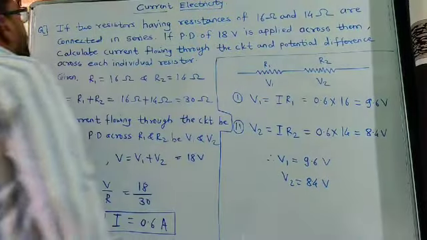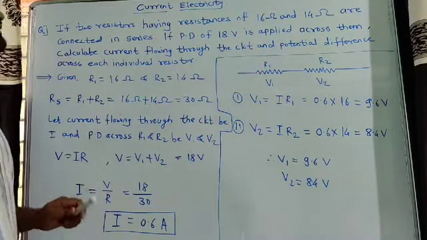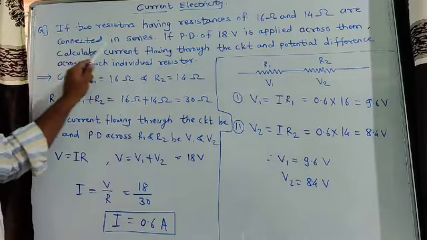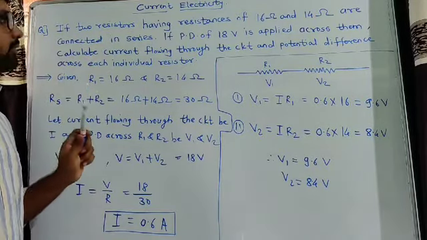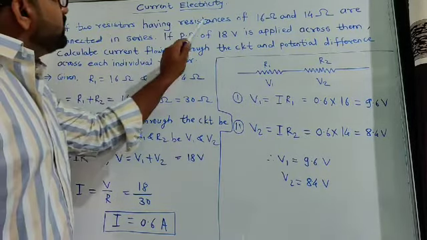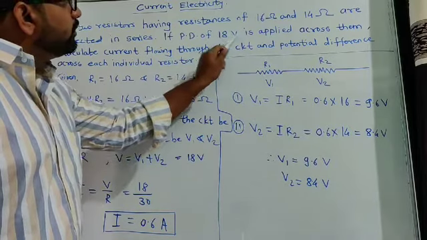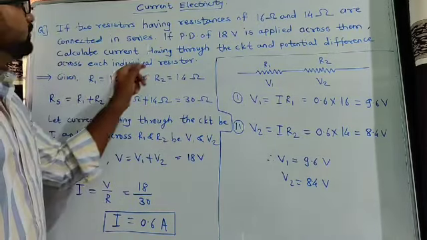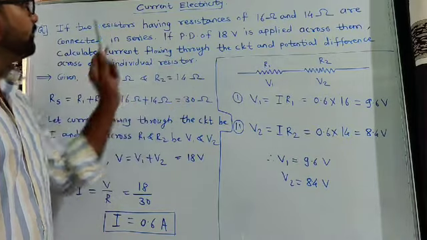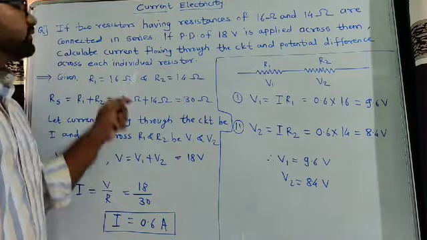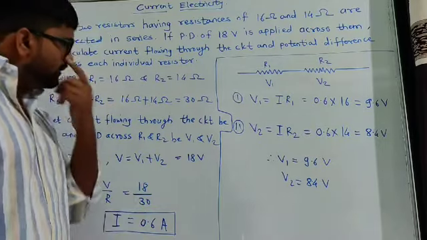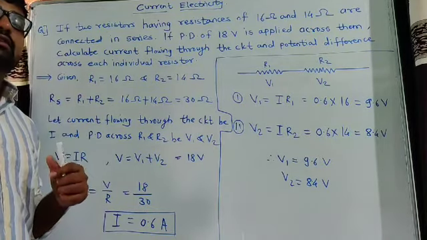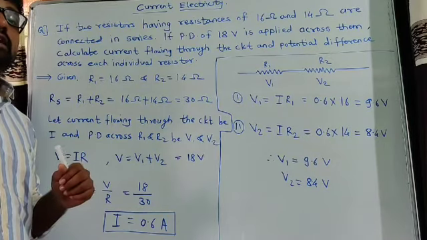Look at the problem. If two resistors having resistances of 16 ohm and 14 ohm are connected in series, okay? If a potential difference of 18 volt is applied across them, calculate the current flowing through the circuit and the potential difference across each individual resistor. Okay, so look at what the basic information given in this problem is. First we have to read it carefully.